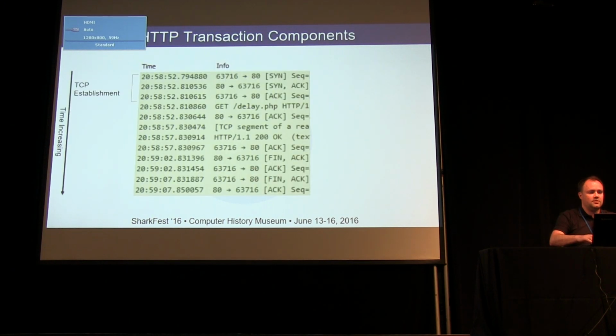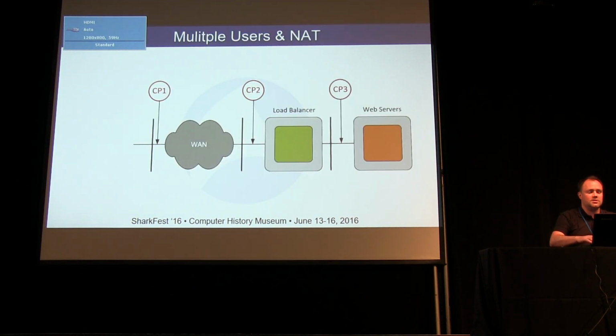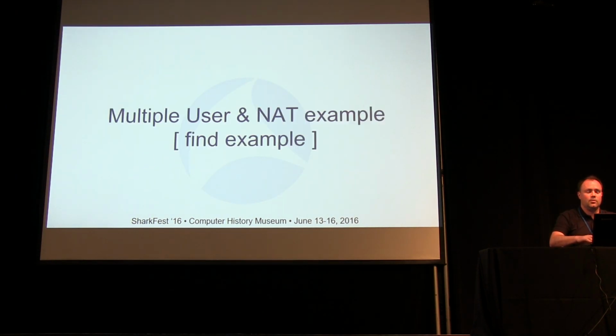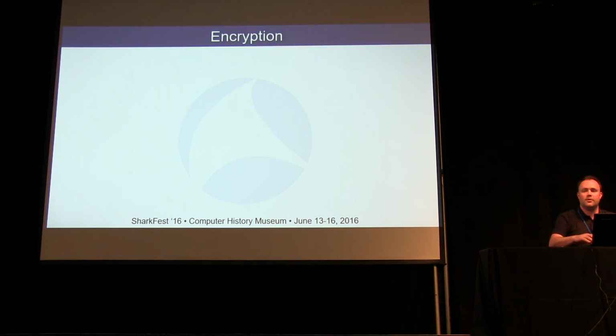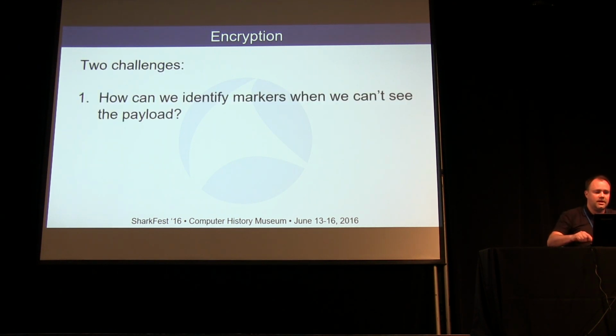I can jump through. So that kind of brings us on to, that was all very nice and happy days. We were talking about HTTP traffic, but obviously more commonly these days we're going to have encryption from our clients to our servers, whether that be terminated on a load balancer or directly through to a server or various things like that. So this adds another couple of challenges for us to overcome. The first challenge is, how can we identify the markers when we can't see the payload?